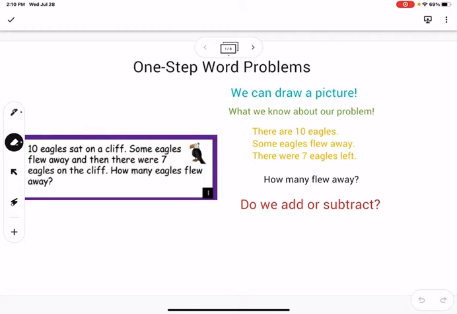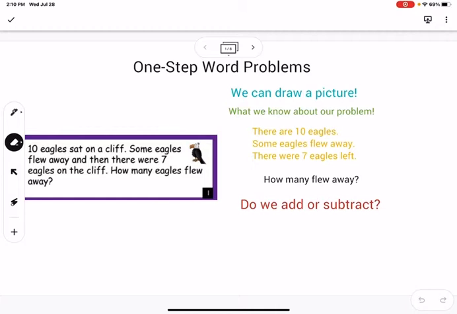works best for you. So our one-step word problem says that 10 eagles sat on a cliff. Some eagles flew away, and then there were 7 eagles on the cliff. How many eagles flew away? So for this problem, we can draw a picture.